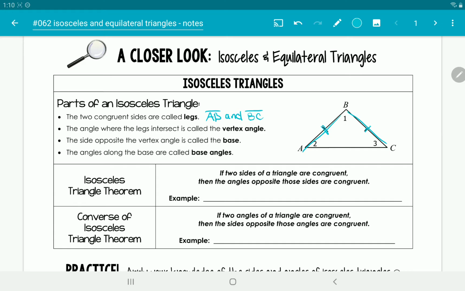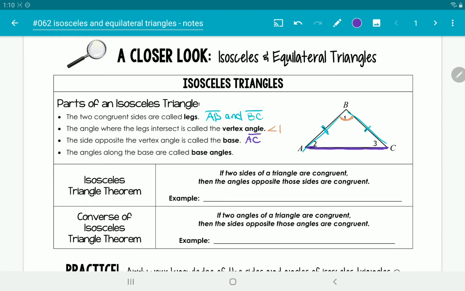And the angle where these legs intersect each other, or meet at the corner, is called the vertex angle. So this is the angle where these two sides meet. So that's the vertex angle. So this is going to be angle 1 in this triangle. The side that's opposite the vertex angle is called the base. So the side that is kind of left over, the one that's not the same as the other two. So the side that is the base here is side AC.